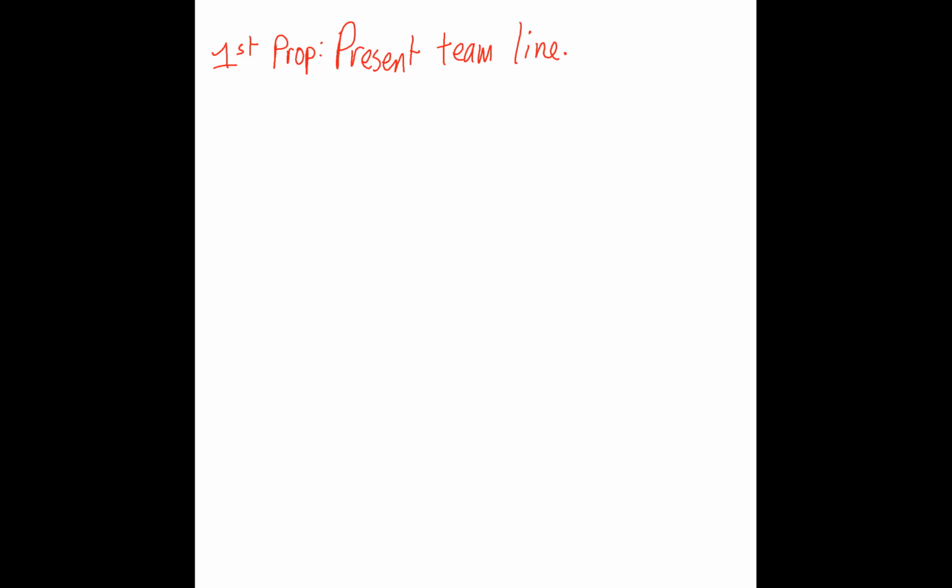So our first proposition speaker presents the team line. That means they run the audience through all of the points that the team is going to be making. So they will actually let the audience know what their point of view is ahead of time.